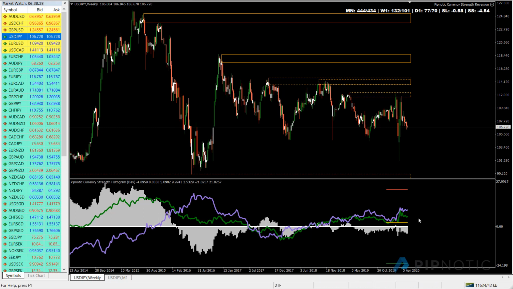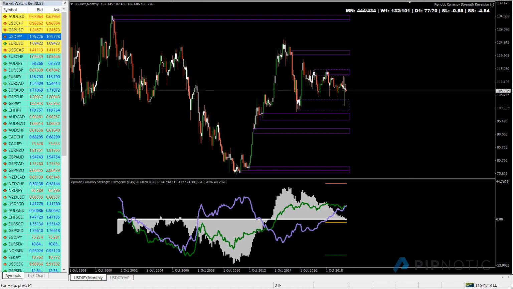So we have a negative bias here. We don't have extreme readings, but we do have negative bias. And when we have a negative bias, where we have the majority of the histogram below the zero line, well, then we're going to see price wriggle lower.